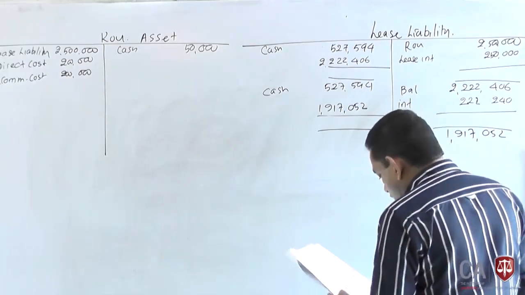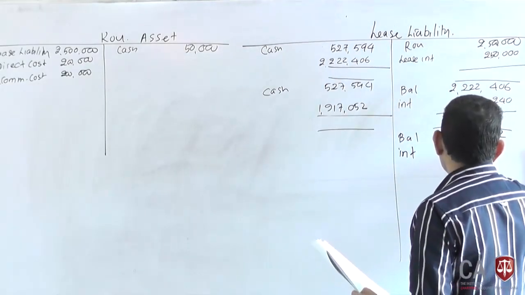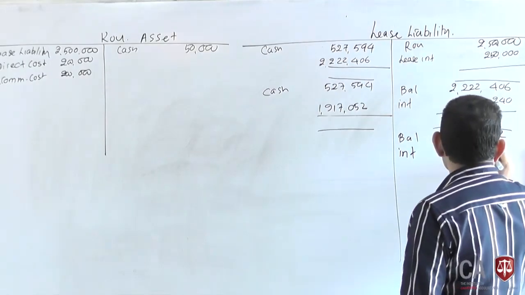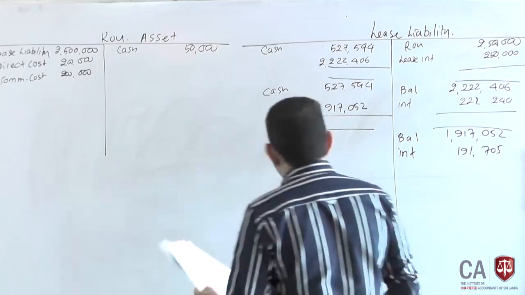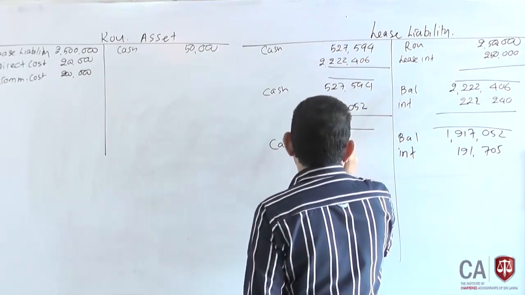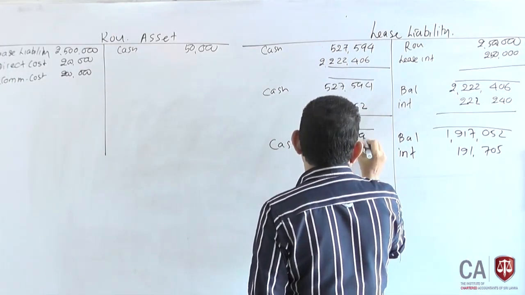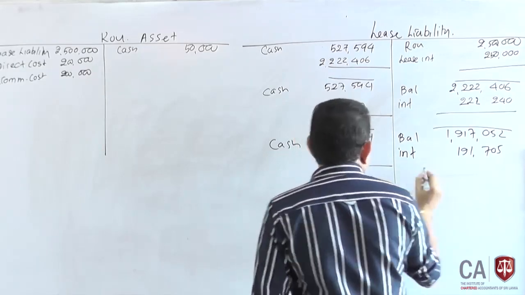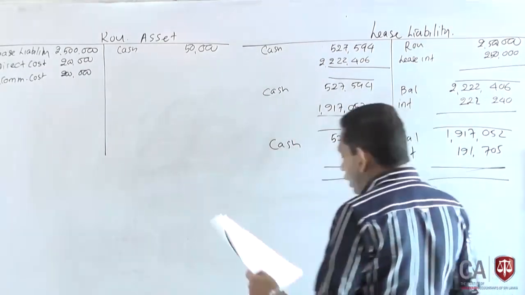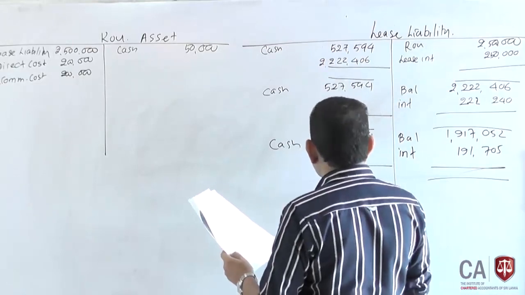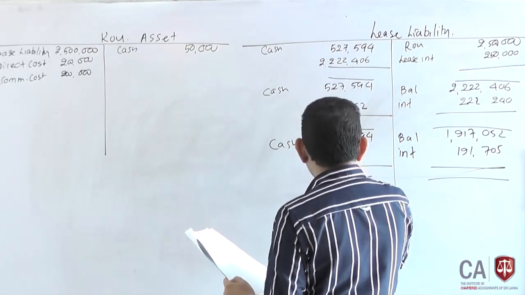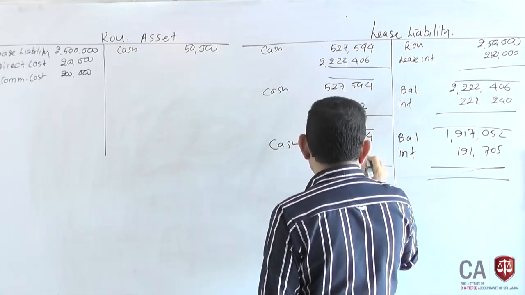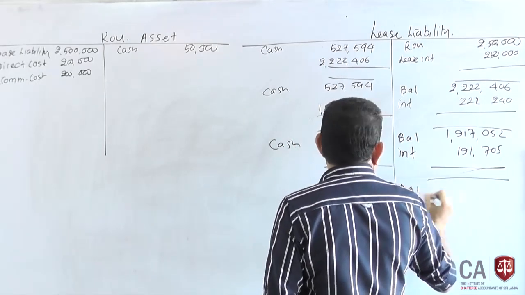Recognize interest now for the third year, 191,705, and let us make the payment of the third year 527,594 and calculate the balance end of the third year, 1,581,163.